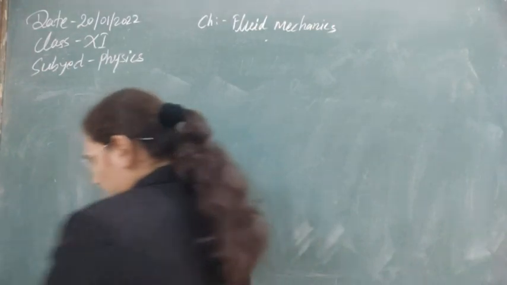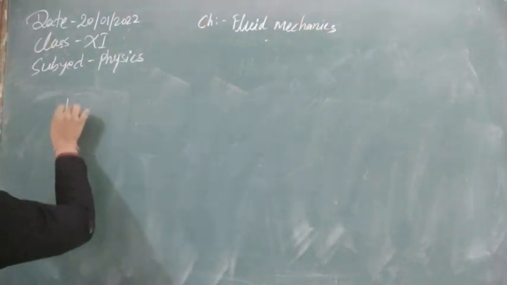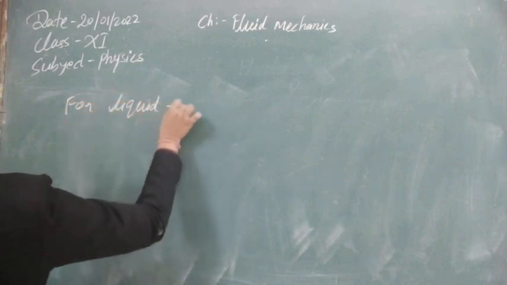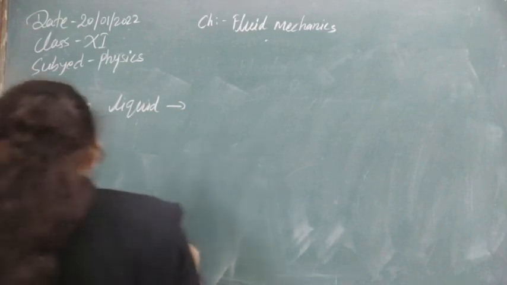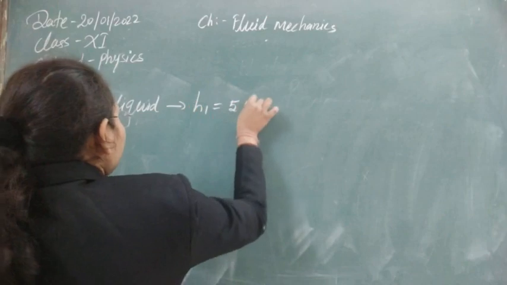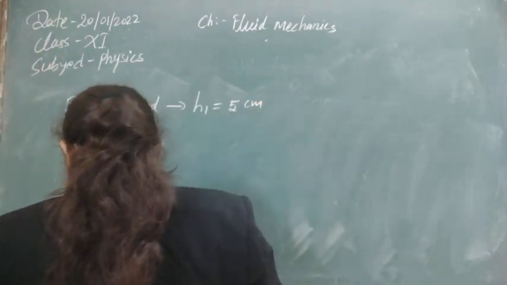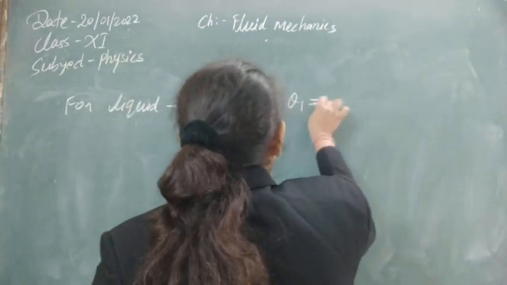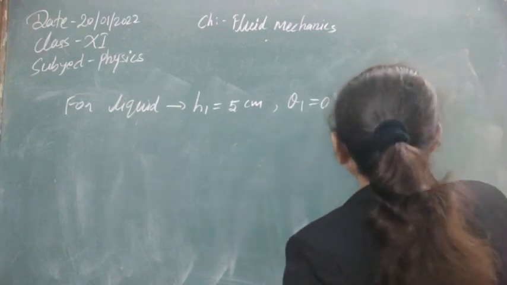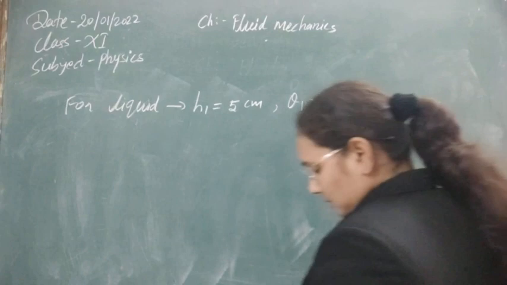So let's find out here, and before finding out, let's write down the data. For the liquid here, it is given that it is rising up to a height 5 centimeter. So suppose it is H1, this is given 5 centimeter. The second thing given is the angle of contact for this, that is 0 degree, and now the density for that liquid is given 1.2 gram per cubic centimeter.